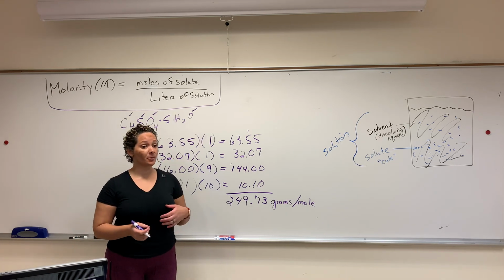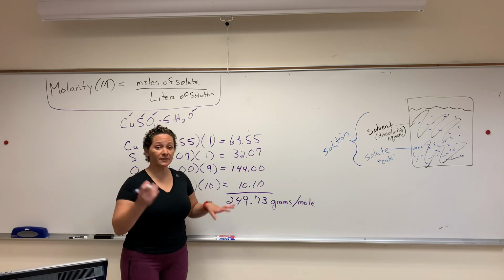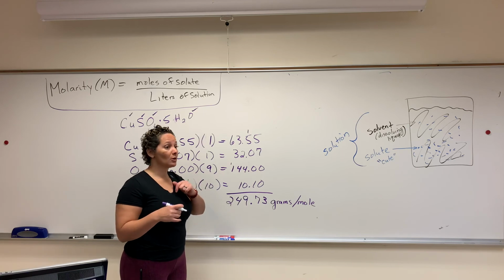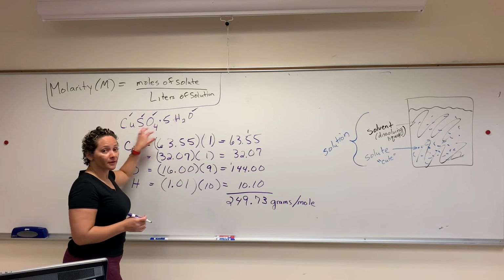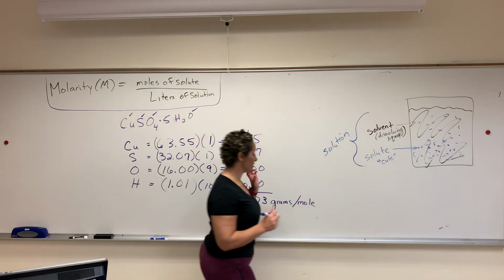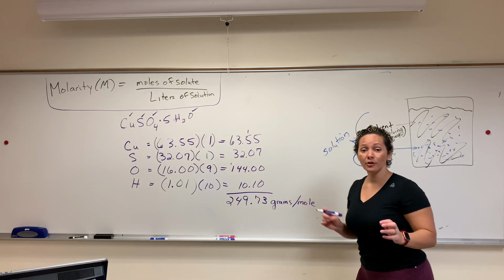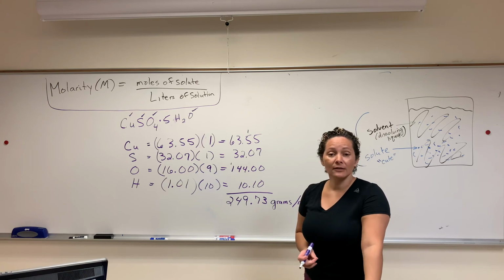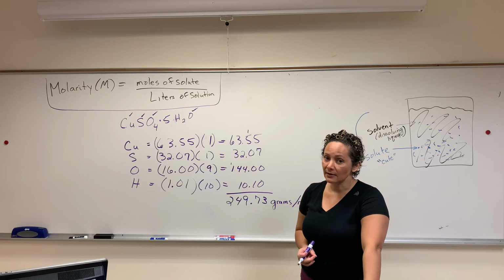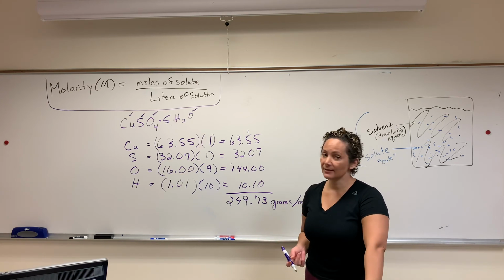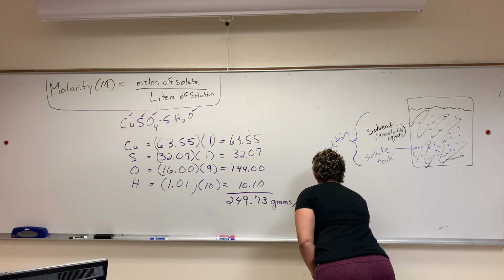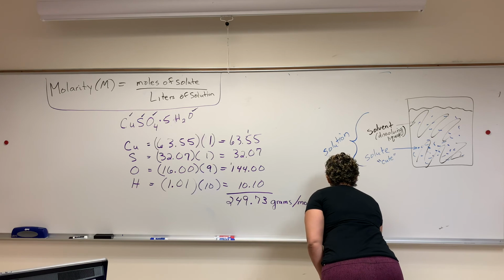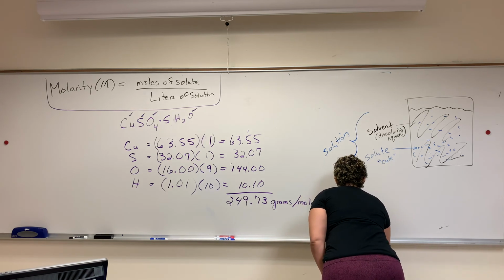It could be grams per mole of sugar. It could be grams per mole of salt. It could be grams per mole of anything. Okay? So it's grams per mole of copper sulfate pentahydrate. You have to put that. If you do not put that on your lab practical, it will be incorrect because it doesn't tell me anything. It tells me a number, but it doesn't tell me what the number is for. So, grams per mole, CuSO4·5H2O.